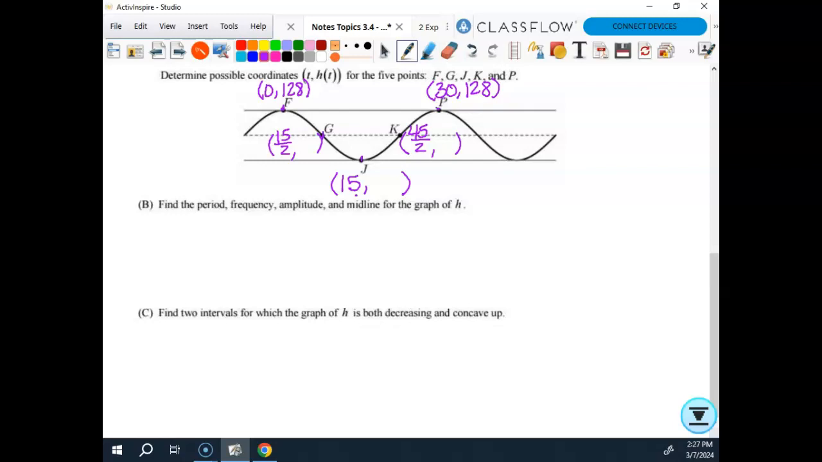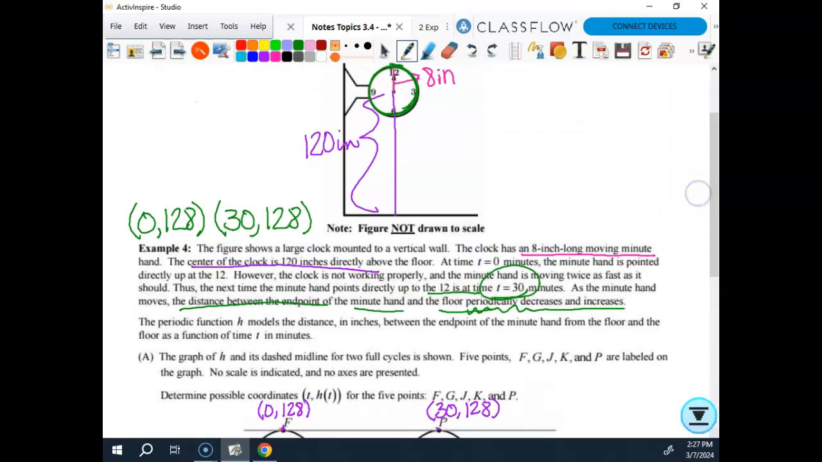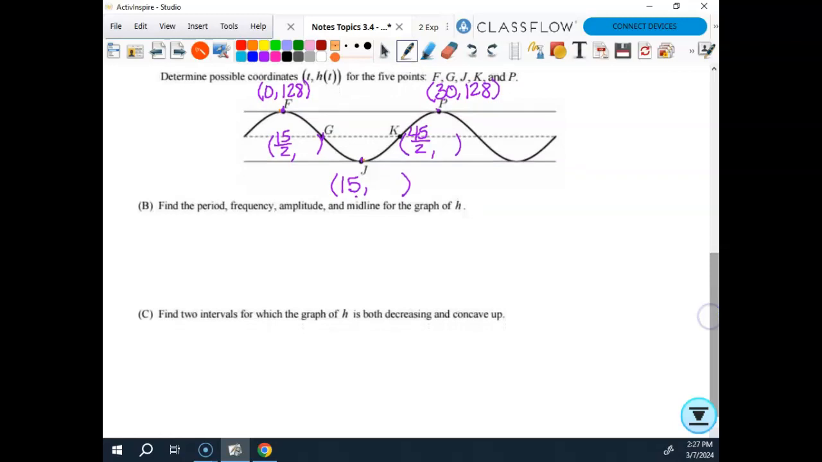Okay. Now, if this is my maximum, this is my minimum. So my minimum distance from the ground would be here. When the minute hand is here, what is that distance? 112. Good. So this is 112. And just like for the x values, the y values are evenly spaced also. So what's halfway between 128 and 112? 120. Which makes this 120. Okay? Everybody okay with that?